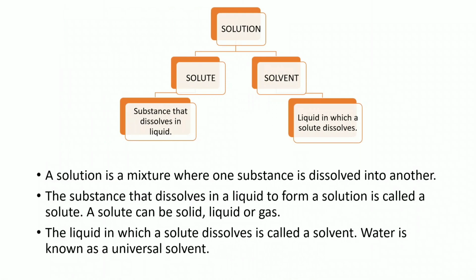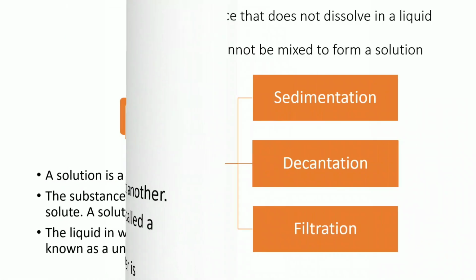So a solution is a mixture where one substance is dissolved into another. The substance that dissolves in a liquid to form a solution is called a solute. A solute can be solid, liquid or gas. The liquid in which a solid dissolves is called the solvent, and water is known as the universal solvent.